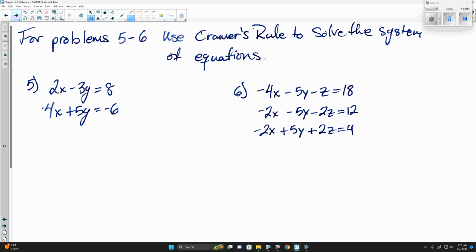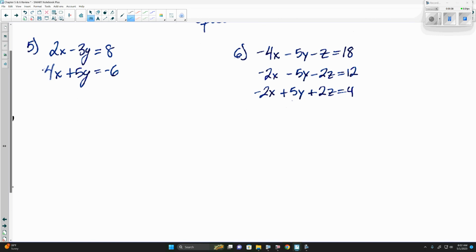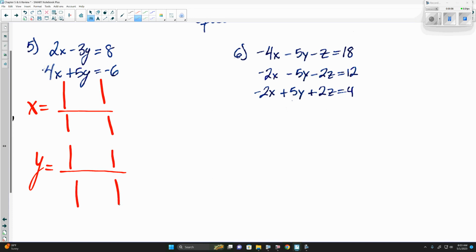Now, for 5 through 6, use Cramer's rule to solve the equations. Now, for this here, especially on the test, one of the things I do want you to do is set them up. So for number 5, we are going to solve for x, and we're going to solve for y. So we are going to have two fractions. We'll have a determinant on top, determinant on bottom.